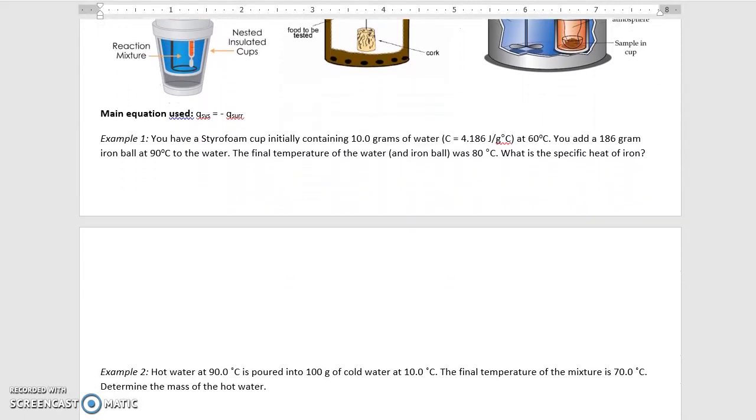So the main equation used is the Q of the system, or the heat of the system, is equal to the negative Q of the surroundings, which would be the heat of the surroundings. That negative sign is saying the heat released by one side is the heat gained by the other. That's how you adjust for it.